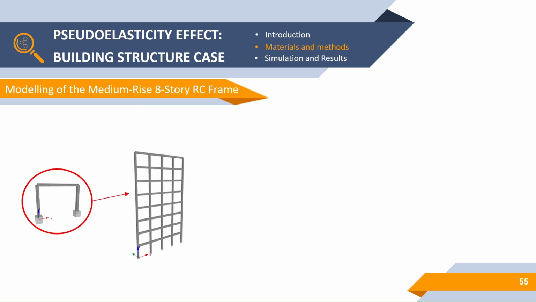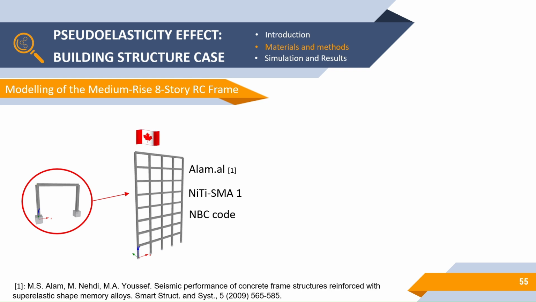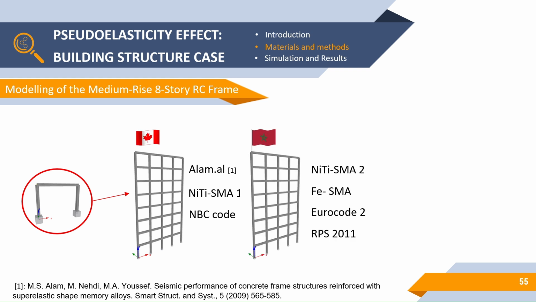Now let's move to the second case study, which is the 8-story reinforced concrete frame. This structure was previously studied by Alam in Canada using nickel-titanium shape memory alloy reinforcements and following the National Building Code and the Canadian standards. In our case, we studied a similar structure, but this time in Morocco, using different types of reinforcements, nickel-titanium shape memory alloy, in addition to ferrous-based shape memory alloy, following the Eurocode 2 and RPS 2011.